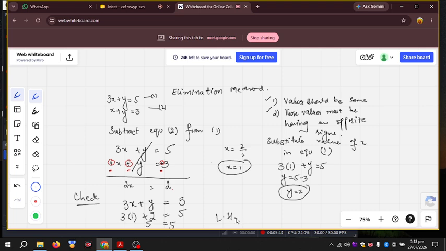If your left hand side is equal to the right hand side, it means that you have solved the sum correctly. So this is how you solve simultaneous equations with the elimination method. I hope that it's clear to you.